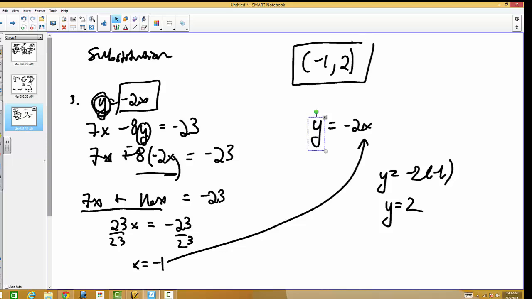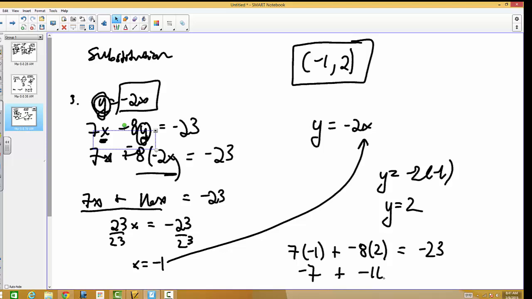So negative 1, positive 2 is your solution. You could take that, plug negative 1 in for x, 2 in for y, and make sure it works. 7 times negative 1 plus negative 8 times 2 equals negative 23. So that's negative 7 plus negative 16. And yes, it does equal negative 23. So we're 100% positive this problem is right.